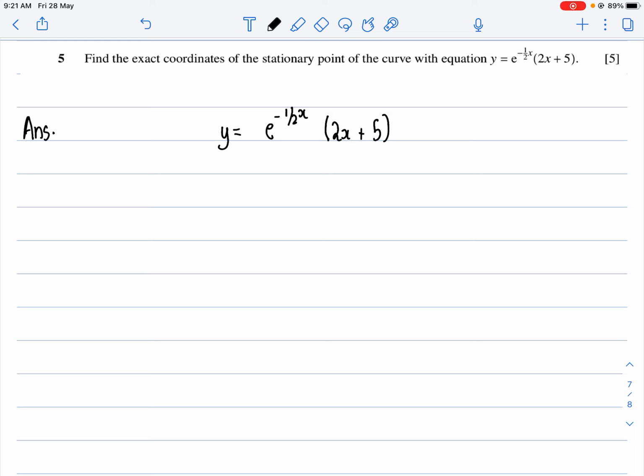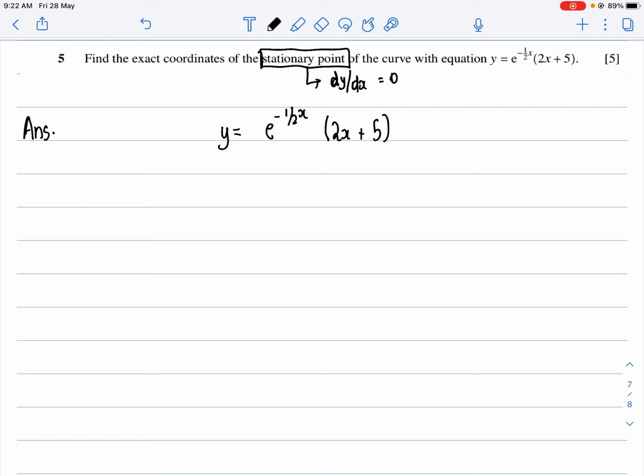This is the fifth question of the paper. So now I need to find the exact coordinates of the stationary point of the curve where y equals e raised to minus half x multiplied by 2x plus 5. The word stationary point should give you the indication that the gradient, which is dy by dx, is equal to 0, because in a stationary point the gradient is equal to 0.